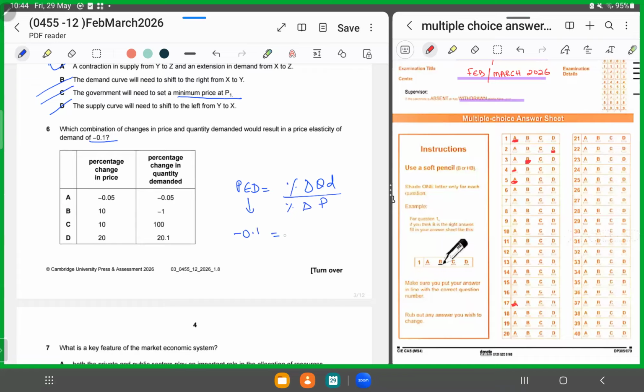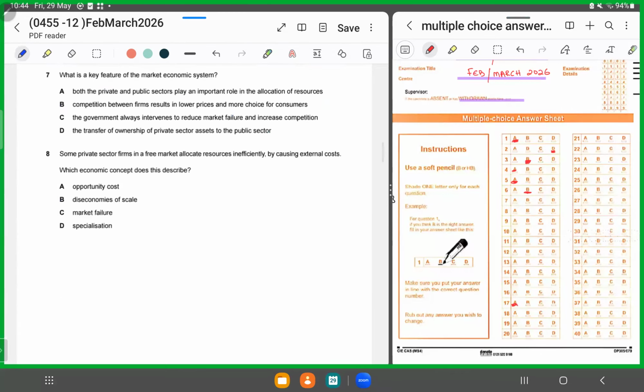Now they're saying which combination. So now what we can do is choose each combination and plug in one by one, and whichever is yielding you this answer, you can choose that combination. So it has to be B, negative 1 divided by 10 is negative 0.1, right? So it has to be B. So for 6, we'll shade in B as the correct answer. Easy. Moving forward, MCQ number 7.